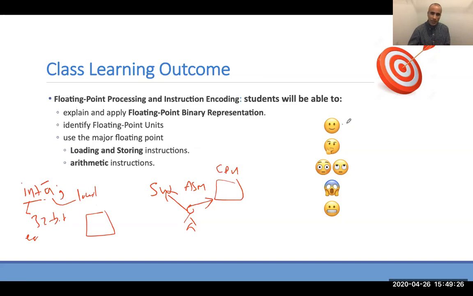So as I always say, if you are around this part, you're really good. If you are here, it's good too. But if you are around here, let me know, please. I have my office hours. Just stop by and I'll try my best to help.